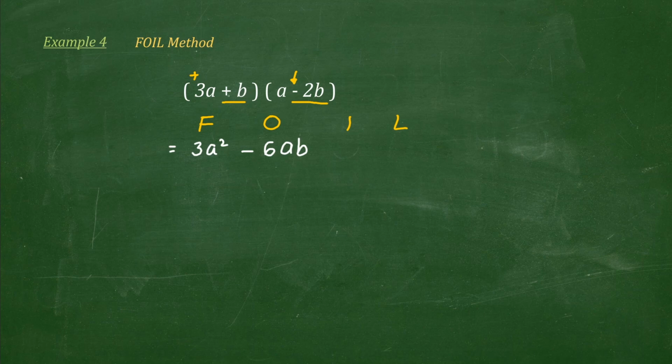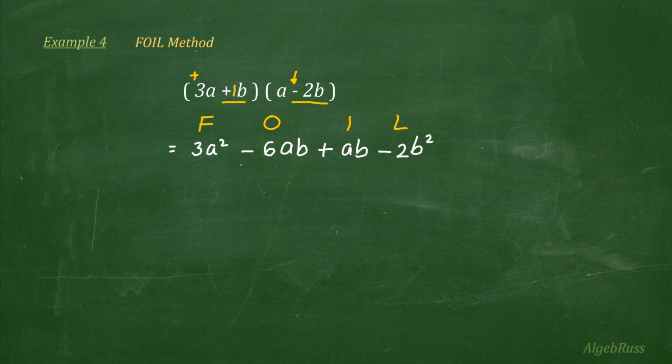Inner terms, positive times positive is positive. Then the variables b times a is ab. Hence, plus ab. Last terms, positive times negative is negative. Then the numerical coefficients, we have 1 here, times 2 is 2. Then the variables b times b is b squared. Hence, negative or minus 2b squared.